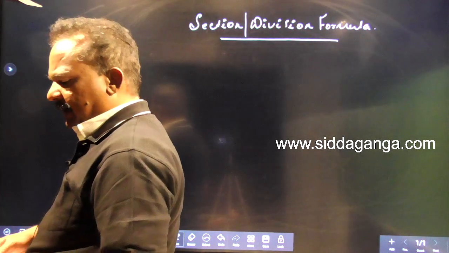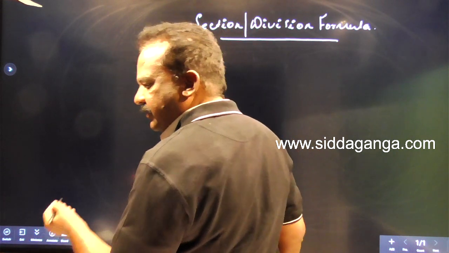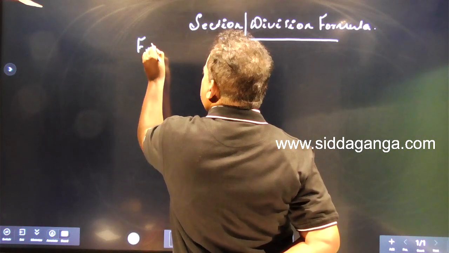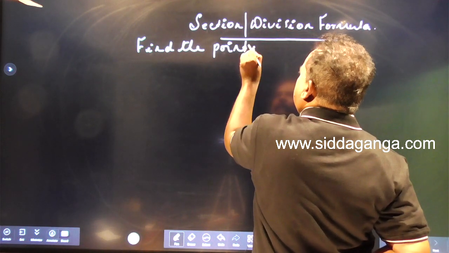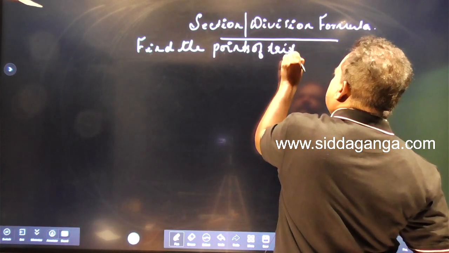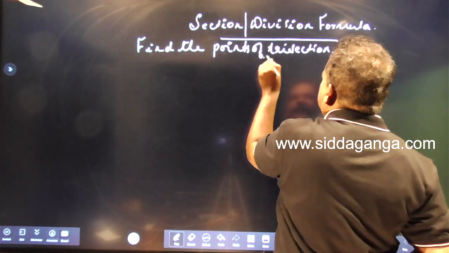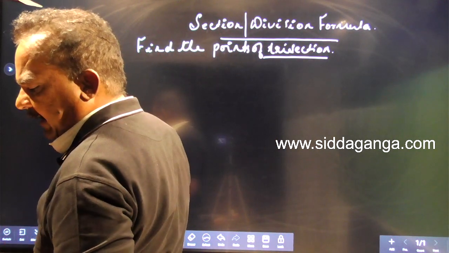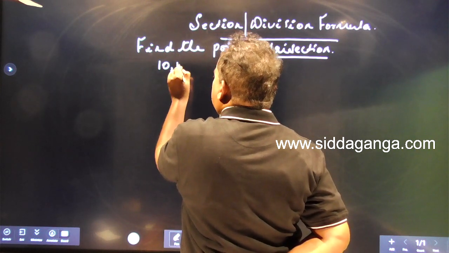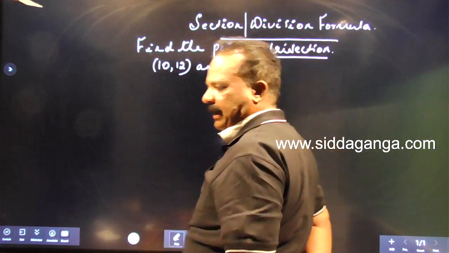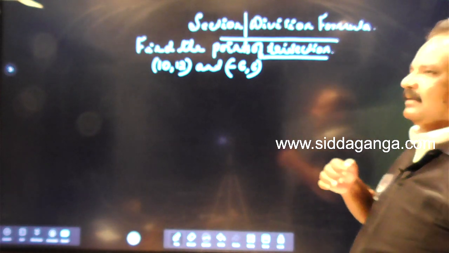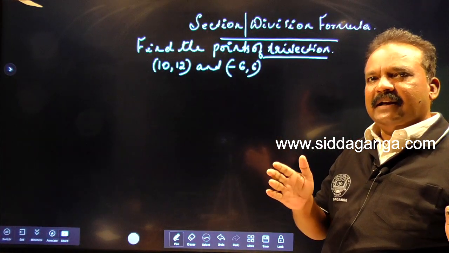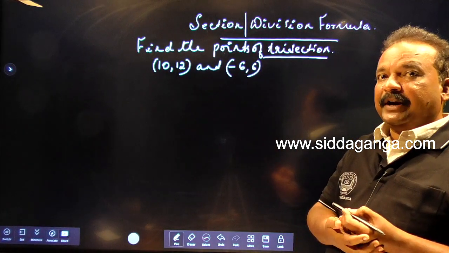Now let us take the points of trisection. Find the points of trisection of the line joining the points 10, 12 and minus 6, 6. What are these points of trisection? One is the point of bisection, which divides a line segment in the ratio 1:1. That is the midpoint formula. We call that the point of bisection.